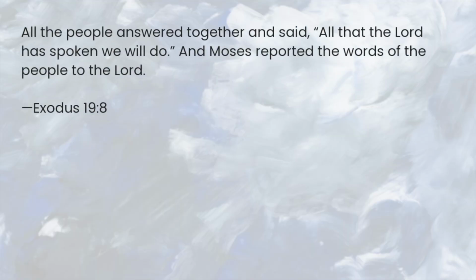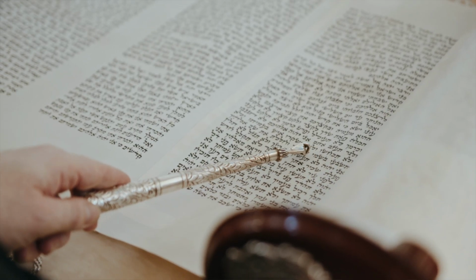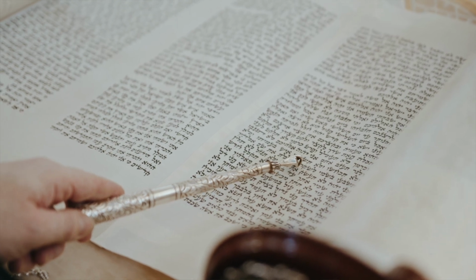So the Lord betrothed Israel at Mount Sinai, if you will, and Israel became his people. Israel spoke as one, saying, "All that the Lord has spoken, we will do," which can be seen as Israel's wedding vows. Finally, the marriage contract was then written down in the form of the Torah.